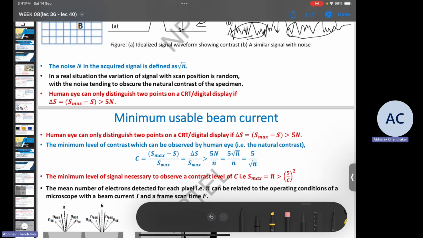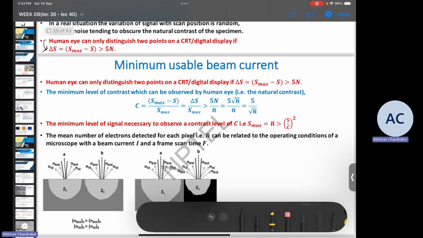So if the contrast, or the difference between the peak and the background, is 5 times more than the amount of noise, only in that case will we be able to resolve 2 points clearly. Otherwise, our human eye will not be able to resolve it. So now, since we know this limitation of our eye, we can use this. We can combine this with the definition of contrast value and the value of noise, which we know as root n.